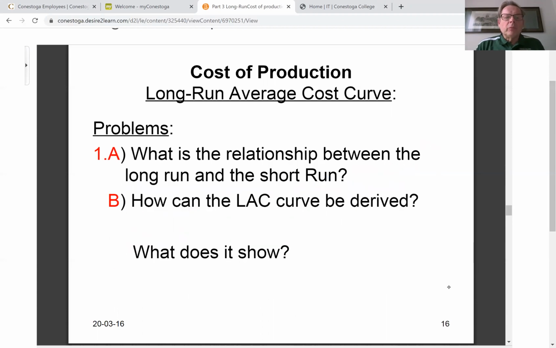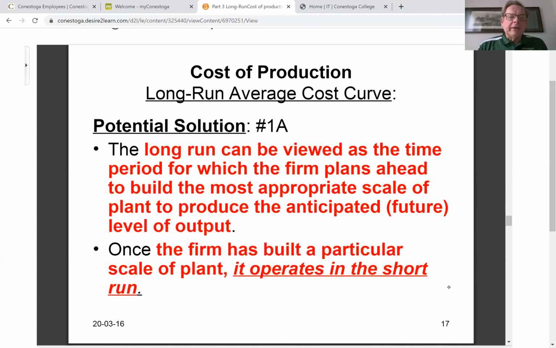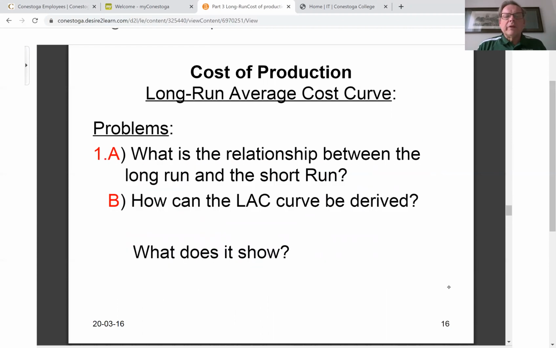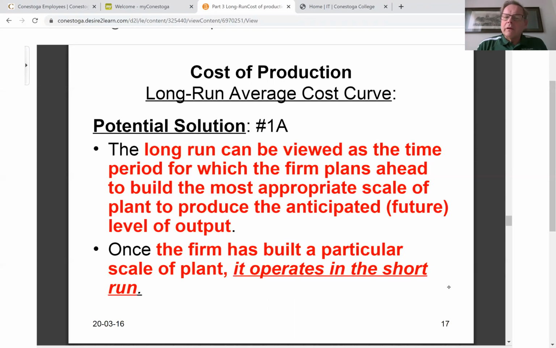So problem number 1, what is the relationship between the long run and the short run? And part B, how can the long run cost curve be derived? So the answer for question number 1, what is the relationship between the long run and the short run? The long run can be viewed as the time period for which the firm plans. Please remember that the long run can be considered the planning stages.